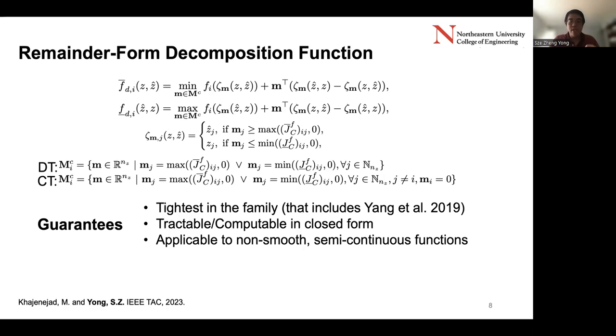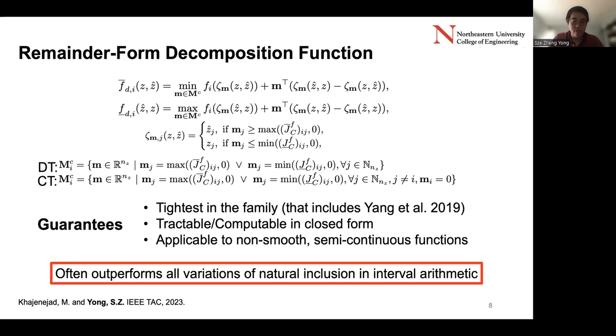That's what we've shown. So generally, the easiest way to think about it is that if the function is Lipschitz continuous, then there always exists one. But we also showed that even when the function is only non-smooth or semi-continuous, we can still show that those functions can be mixed monotone. Basically, we can find the mixed monotone decomposition functions.